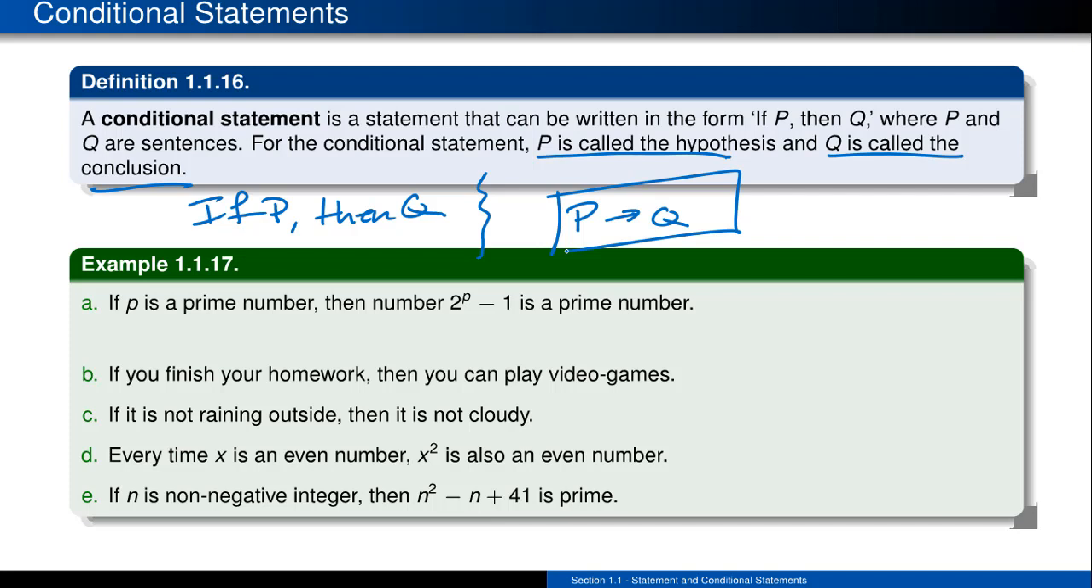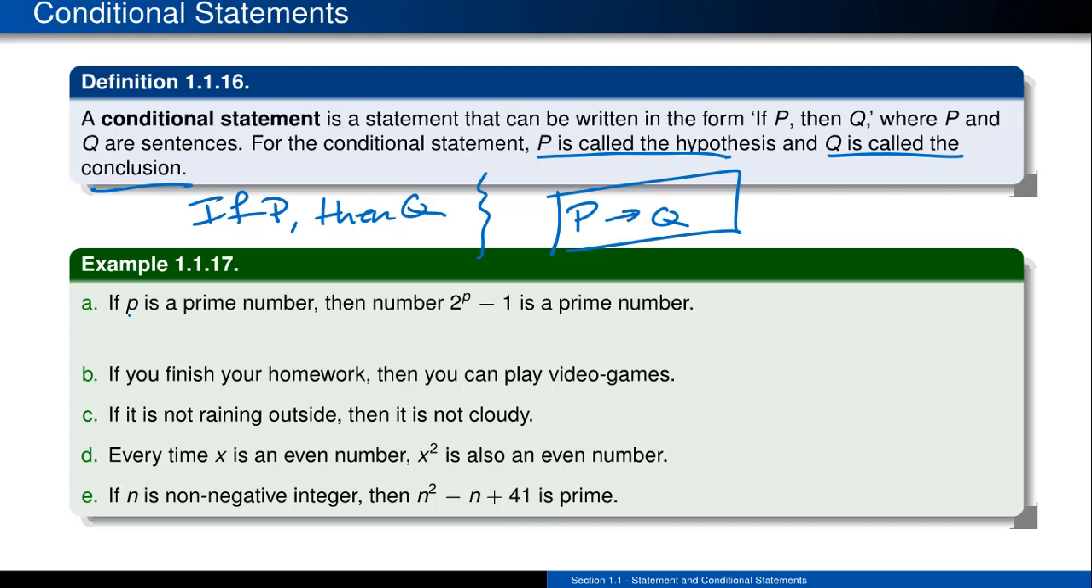Okay, so down below you actually see a few examples of conditional statements, some of which we've actually identified before, kind of seeing some of the guts of what makes some of these things true or false. The first one's actually going to be that statement that said, if P is some prime number, then this expression 2 to the P minus 1 is also going to be a prime number. Earlier we actually showed that this thing was false because we were actually able to identify a prime number that was a counterexample to this thing.